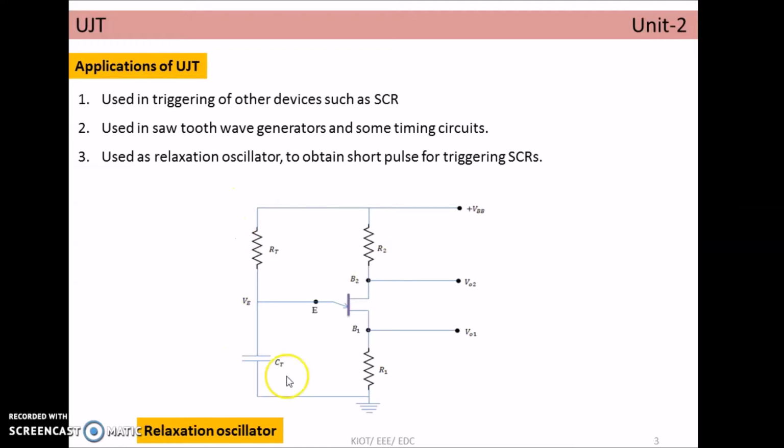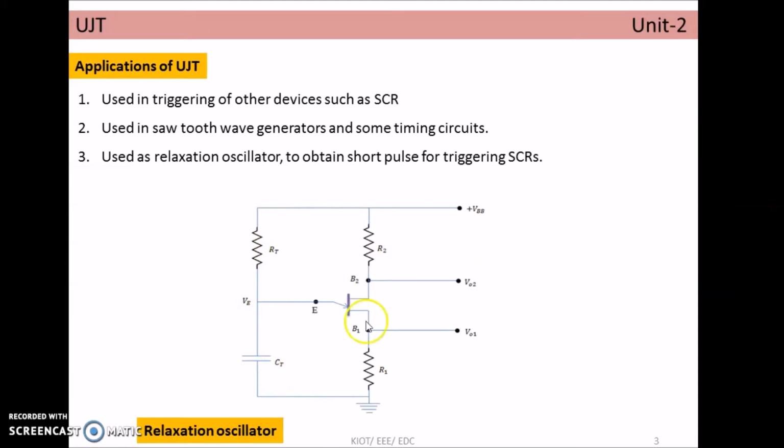Let us see how this relaxation oscillator works. So this is a UJT, you know, 3 terminals: emitter, base 2 and base 1. This base 2 has some internal resistance and base 1 also has internal resistance. We have discussed this in the previous video. Additionally, what we have considered here are R1 and R2, which are the biasing resistors, and RT and CT. RT is the transient resistance and CT is the transient capacitance.